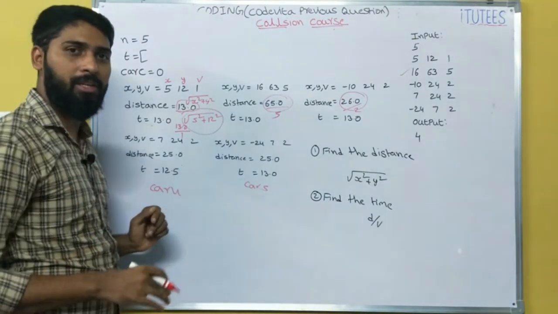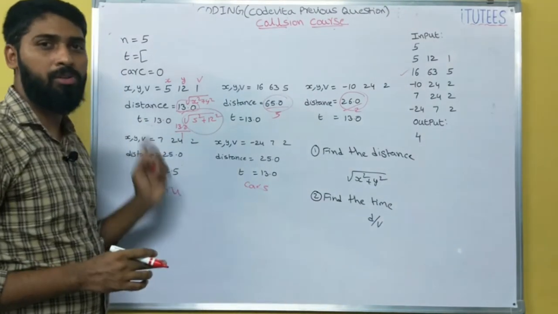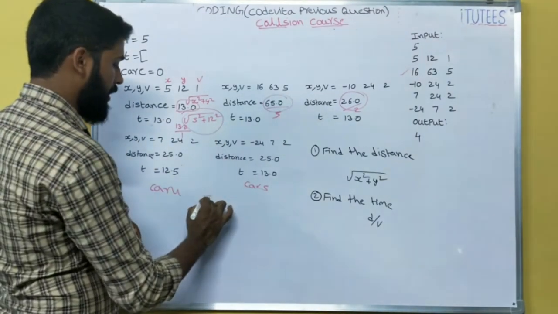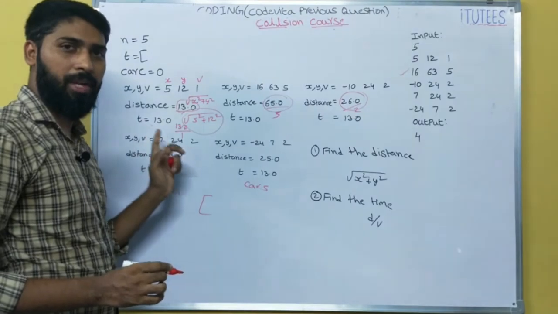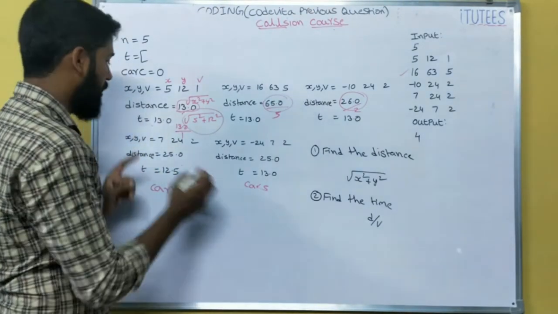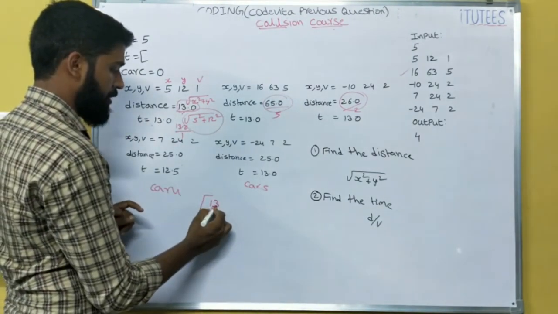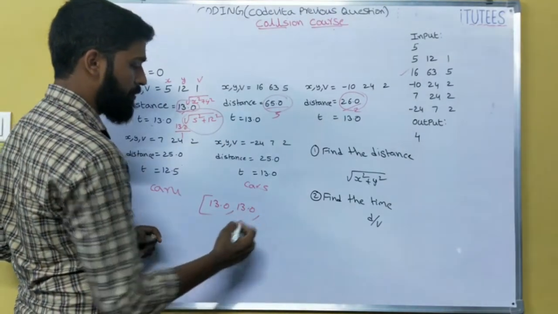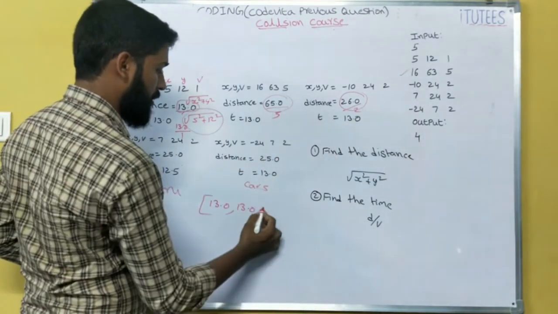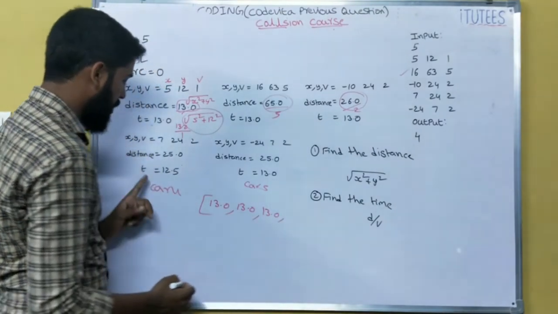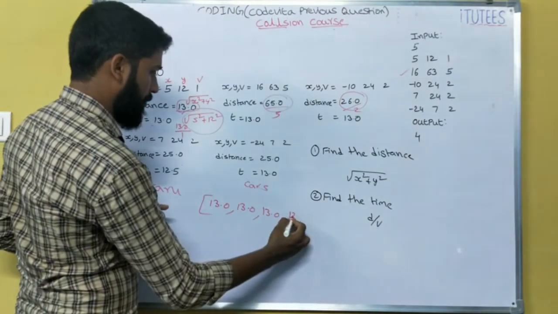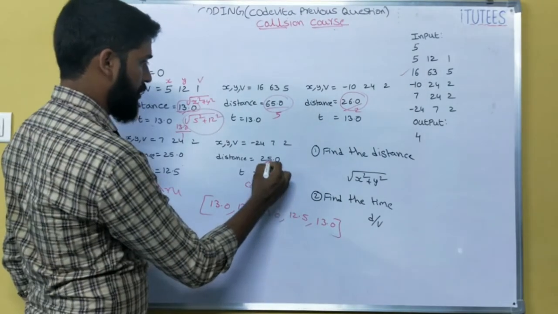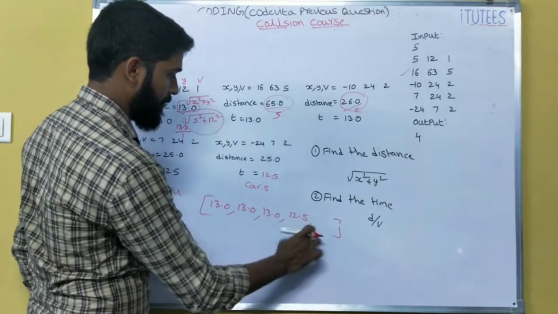Now you can simply say how many collisions occur by seeing. Okay, so we can write all these times in one list. So what is the first time? 8.0. Second one time 13.0. Third one, car 3, time 13.0. Car 4 time 12.5. Car 5 12.5. So 25 by 2 is 12.5.